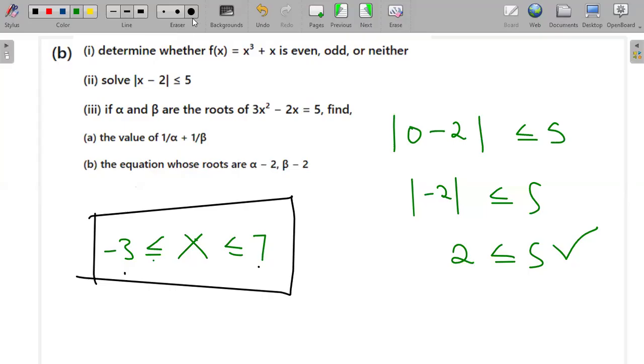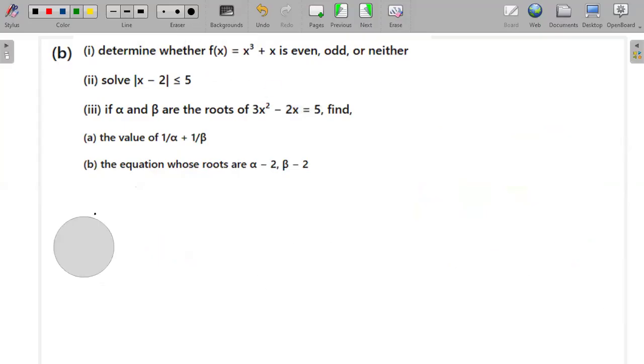Okay, so let's look at the roots of quadratic equations now. Here they're saying if alpha and beta are the roots of 3x squared minus 2x equals 5, find the value of 1 over alpha plus 1 over beta. And then second, find the equation whose roots are these. These are very simple questions, guys. You should not fail questions on the roots of quadratic equations.